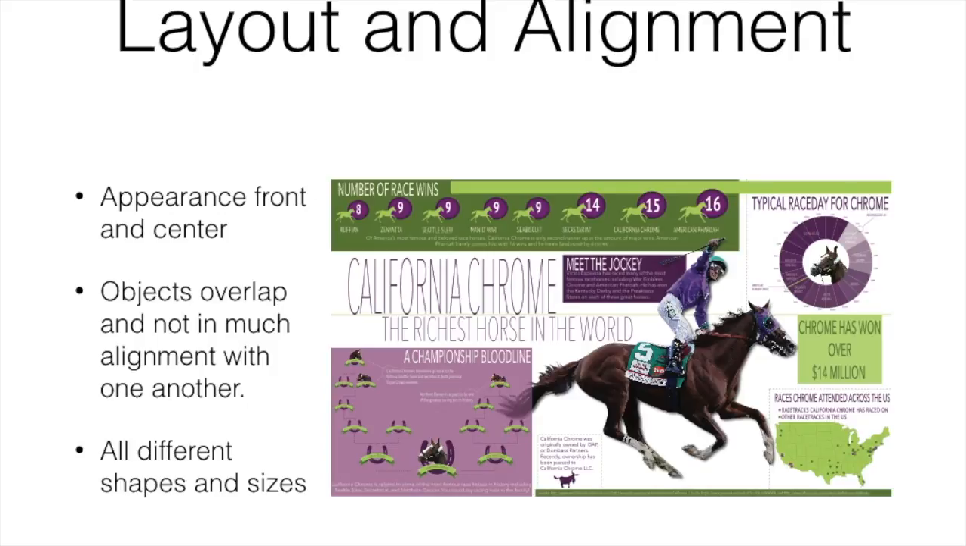And then with the layout and the alignment, the appearance model is front and center. So that's the first thing that catches your eye, and probably the title. And then you either want to go down to the relationship model or up to the green, or to my numbers model, and then lastly to the time and the maps and maybe some of these others like meet the jockey, and then maybe the little label at the bottom about the logo.